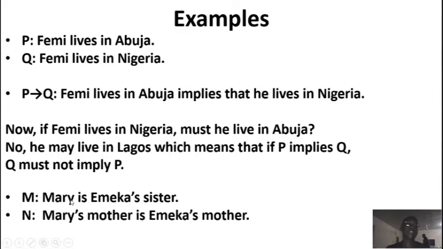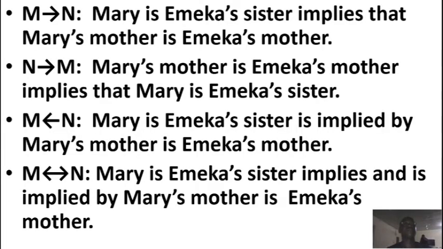So we say M means Mary is Emeka's sister. M represents the logical statement Mary is Emeka's sister. Another logical statement N is saying Mary's mother is Emeka's mother. The first one says Mary is Emeka's sister. The second one is saying Mary's mother is Emeka's mother. So what do we do? We go on. Mary is Emeka's sister. Mary's mother is Emeka's mother.